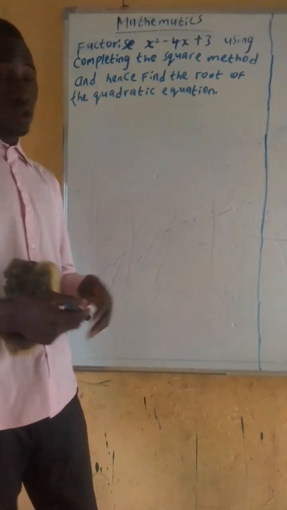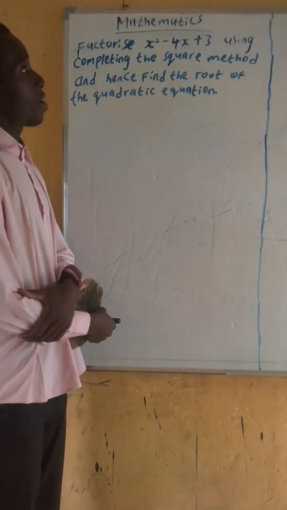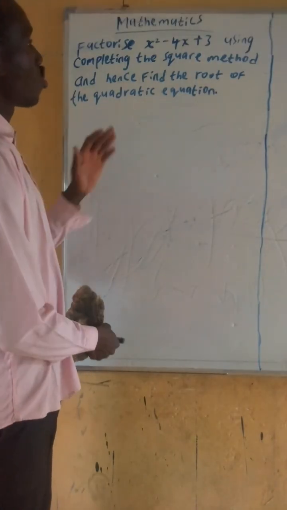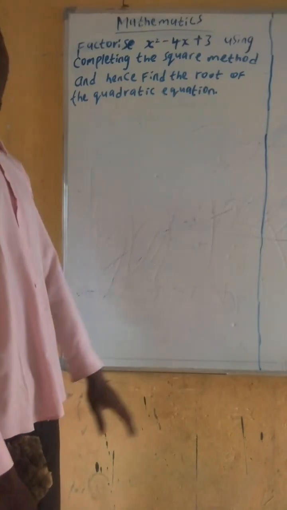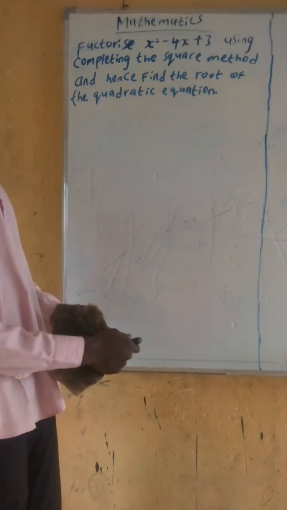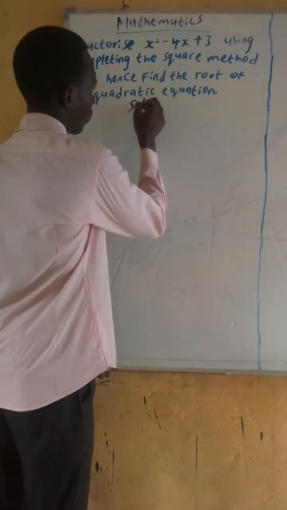Now let's go right ahead to solve this given question. It says factorize x squared minus 4x plus 3 using completing the square method and hence find the root of the quadratic equation. Now let's factorize it using completing the square method.